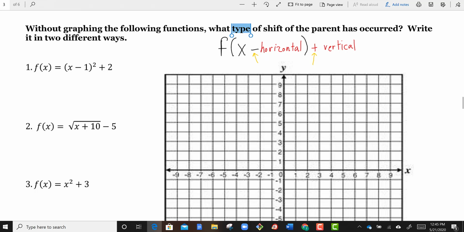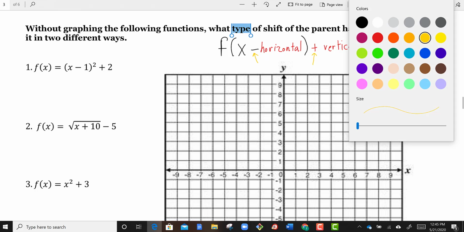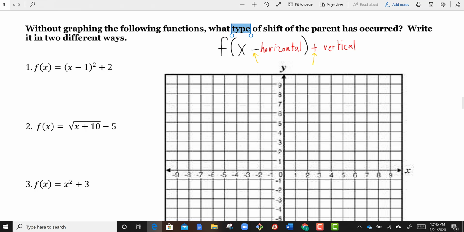So that means since there's a negative sign in front of the horizontal, it's going to do the opposite of maybe what our first instinct is on these problems. So without graphing the following functions, what type of shift of the parent has occurred? Write it in two different ways.